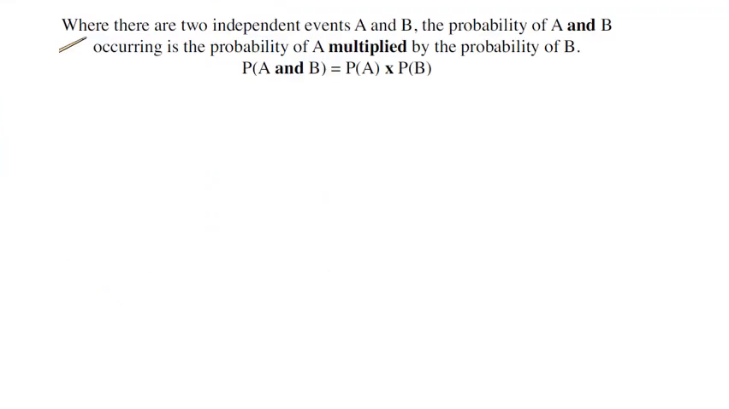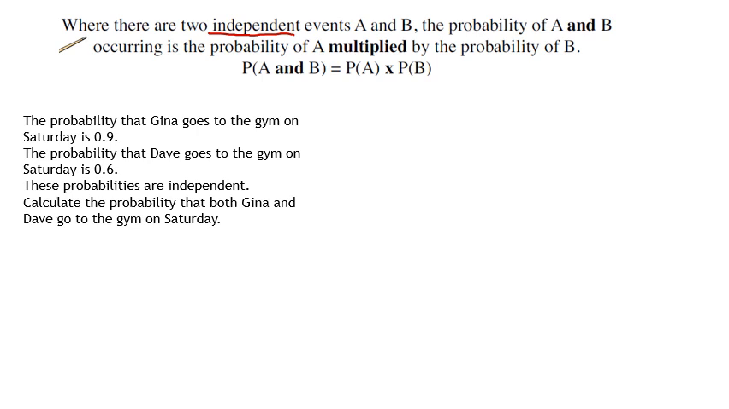Okay, so next bit, if you've got 2 independent events, and this word independent here means that one of the things happening doesn't affect the other thing, they're unrelated, they don't relate to each other in any way. So for independent events, to work out the probability of those two things happening, it's the probability of A multiplied by the probability of B.